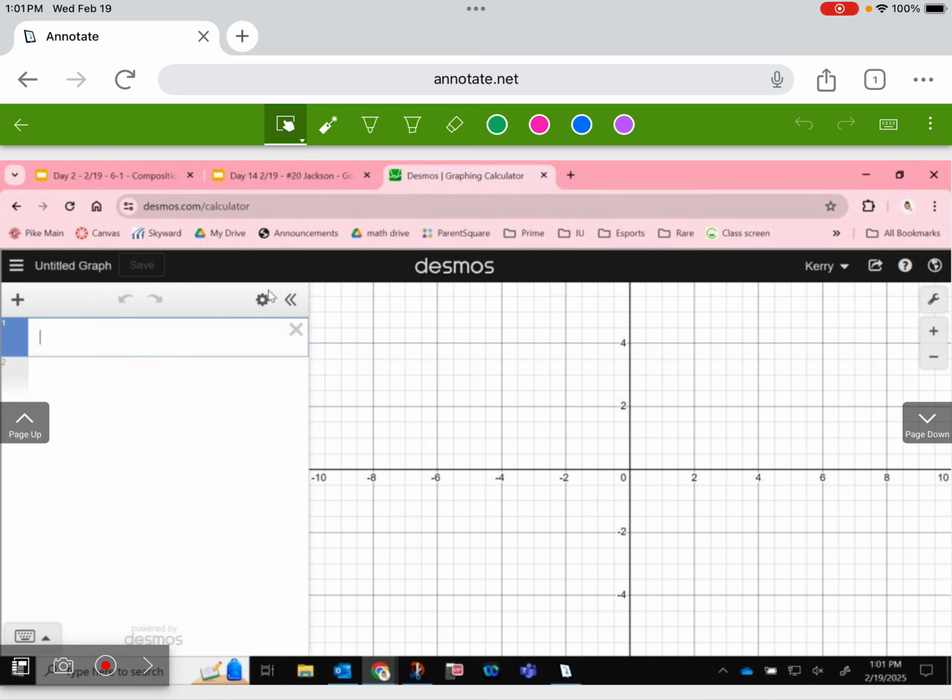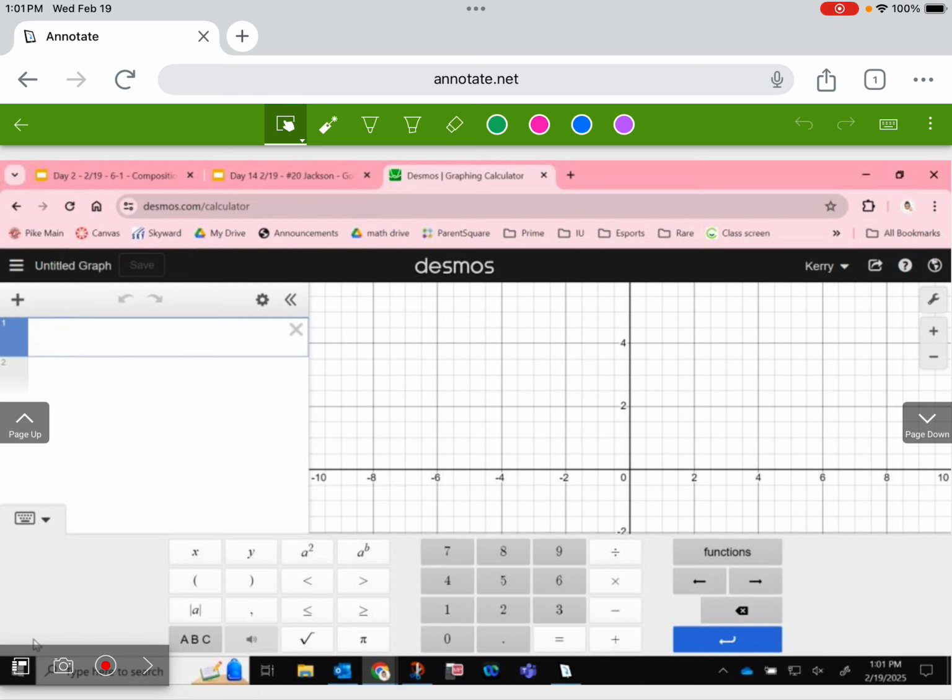There we go. Desmos. So when we're on Desmos, and Desmos has been being a jerk lately and freezing on me every now and then. There we go. There's a digital keyboard here.